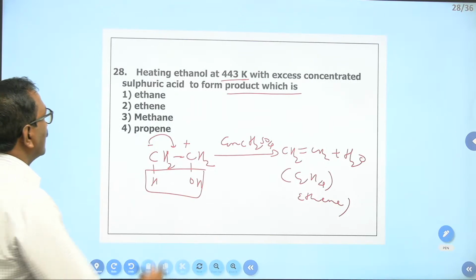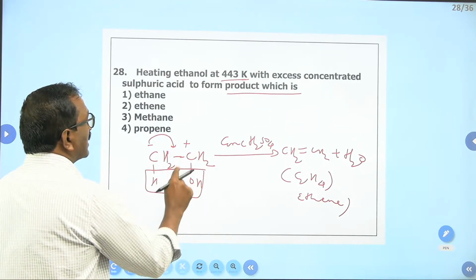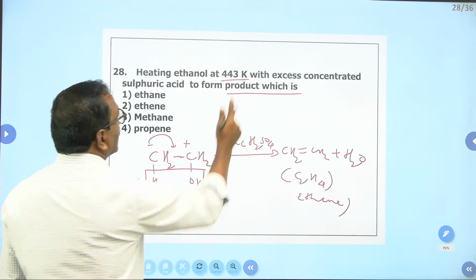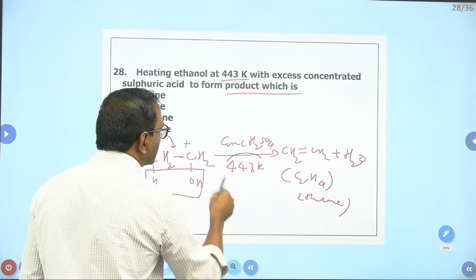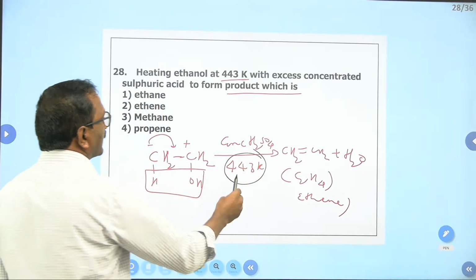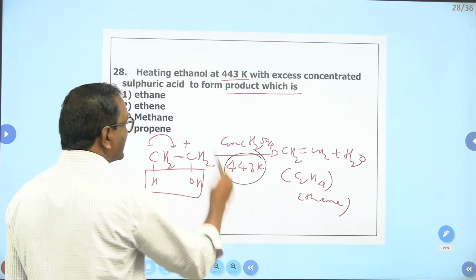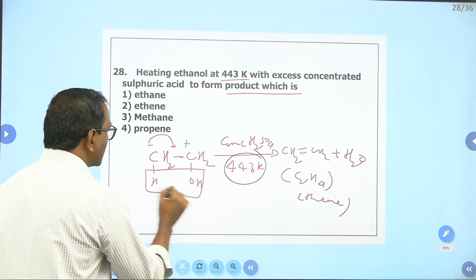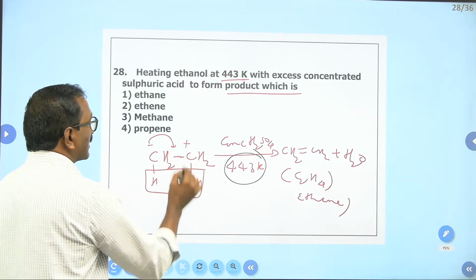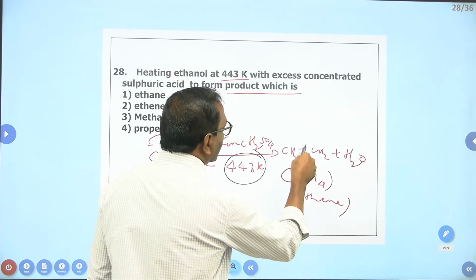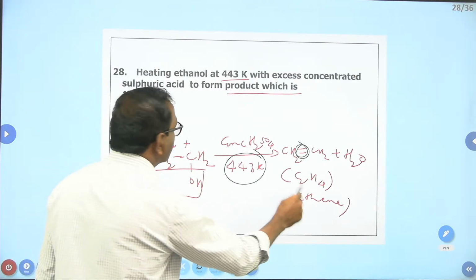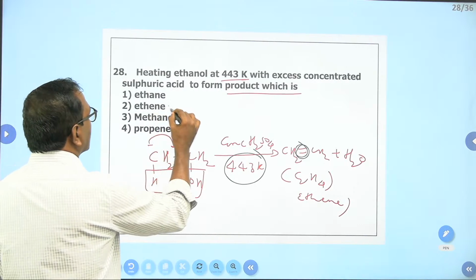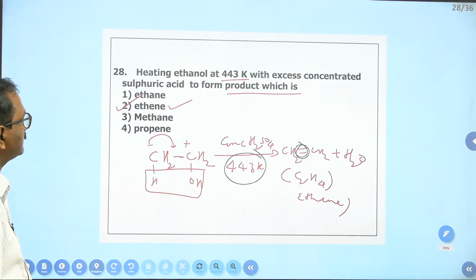Then you remember, when ethanol, or ethyl alcohol, is heated, at how much temperature? 443 Kelvin. This is a special temperature. At this temperature, concentrated sulfuric acid acts as a dehydrating agent, which is responsible for the elimination of water from the adjacent carbon atoms. Then you get an ene compound. The name of this ene compound is nothing but ethene. That is there in the second option here. Ethene. Now, next question.